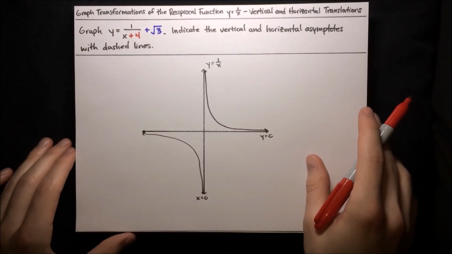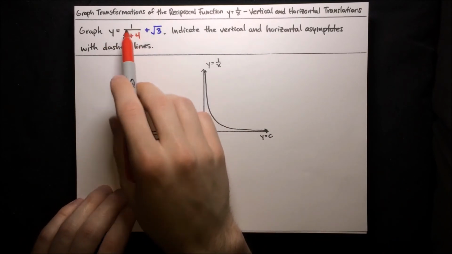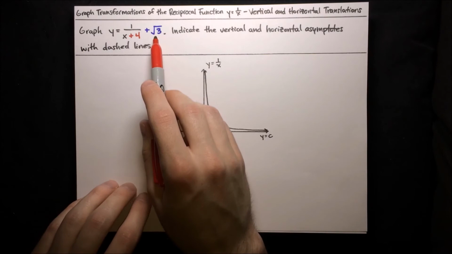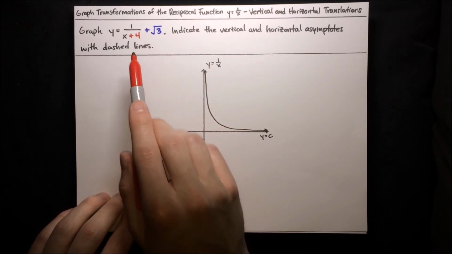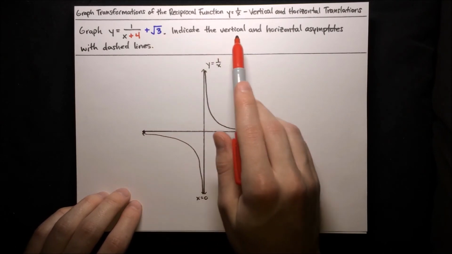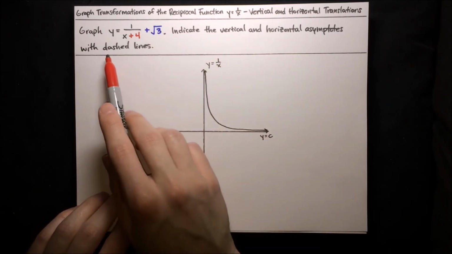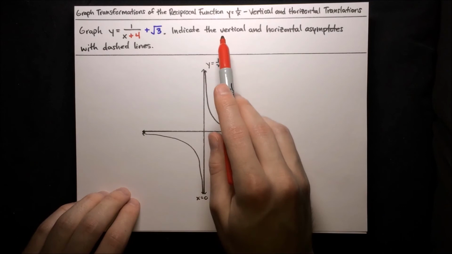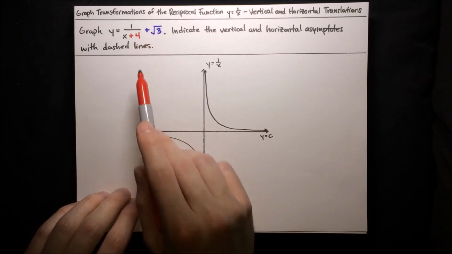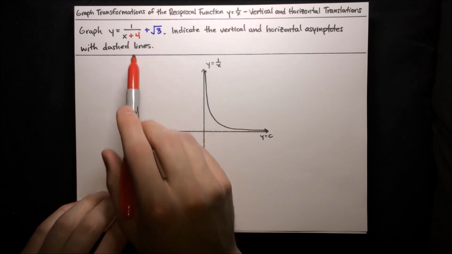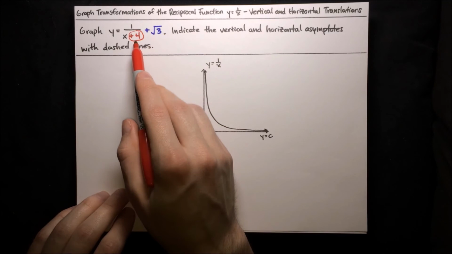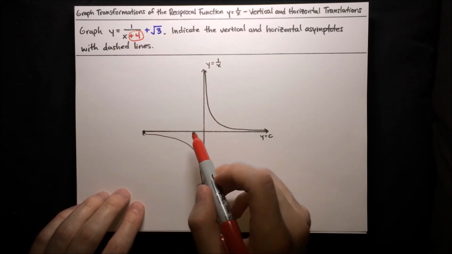Here's a final example. We want to graph y equals 1 over the quantity x plus 4 and all that plus root 3. Okay, so this is a horizontal and a vertical translation. And again, we're going to indicate these vertical and horizontal asymptotes with dashed lines. So let's think about where these vertical and horizontal asymptotes move according to these translations. So why don't we do the horizontal translation first, the plus 4 over here, because that's a little bit counterintuitive. So let's get the hard thing out of the way first.